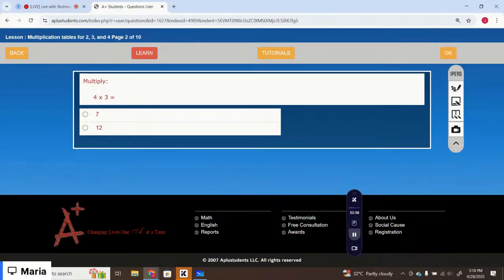Multiply 4 times 3. 4 times 3 is 12. Option number 2 is the correct option. That is 12. 4 times 3 is 12.